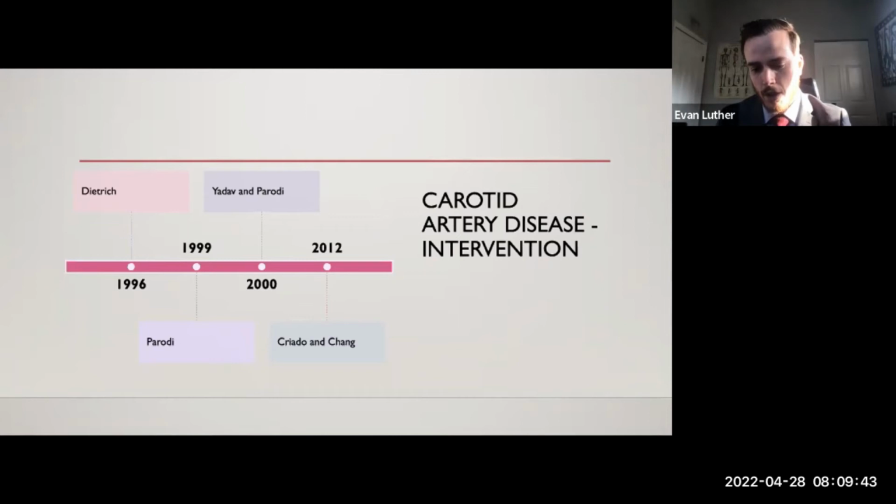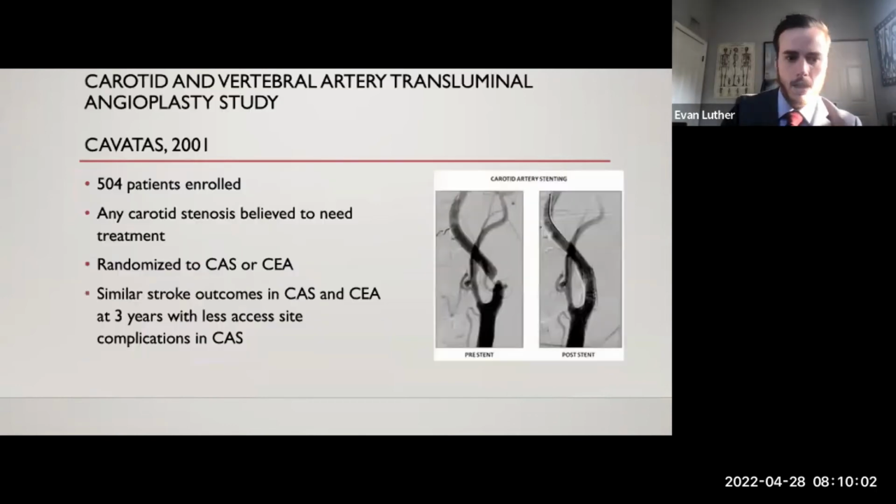I'd also be remiss if I didn't talk about the TCAR procedure, which is a newer procedure that's a hybrid between carotid endarterectomy and carotid stenting. Dr. Criado and Chang were the vascular surgeons who developed this technique in 2012, and we'll describe it a little more later on.